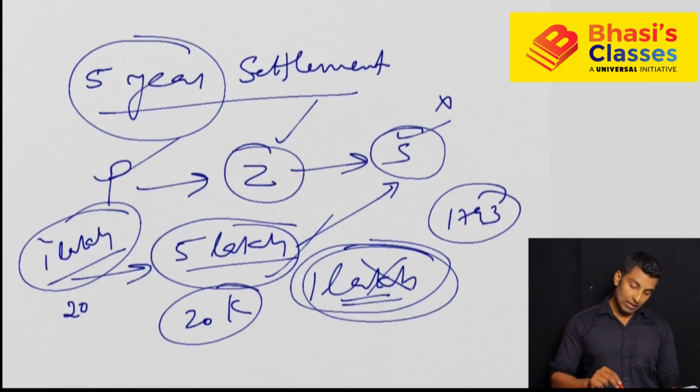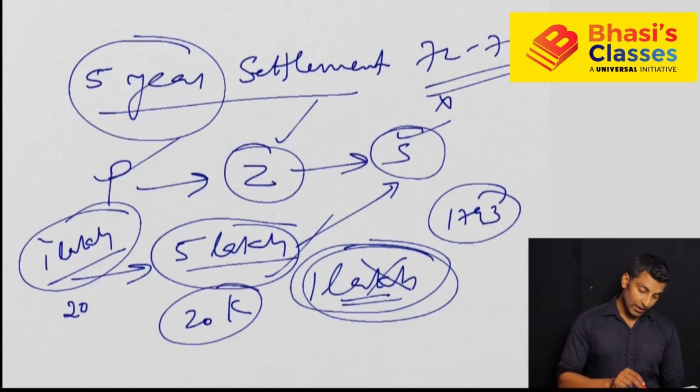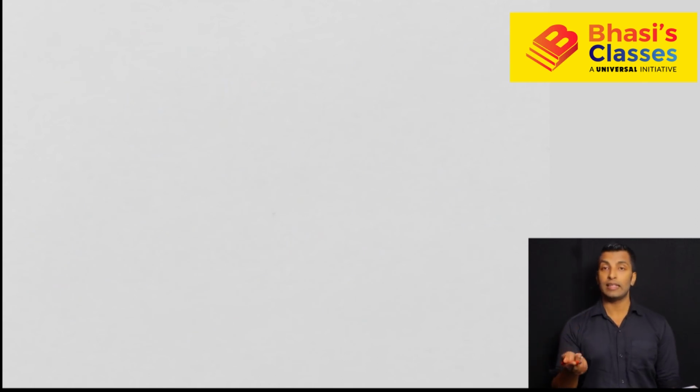So what happened is, this was from 72 to 77, the quinquennial settlement. Now after 77, instead of 5 years, they changed it to 1 year.